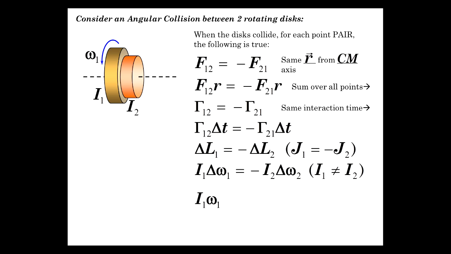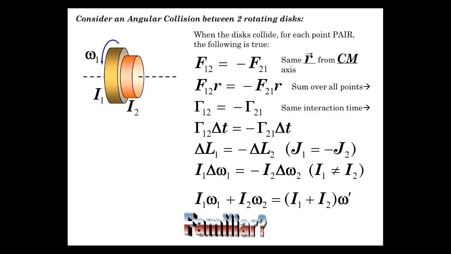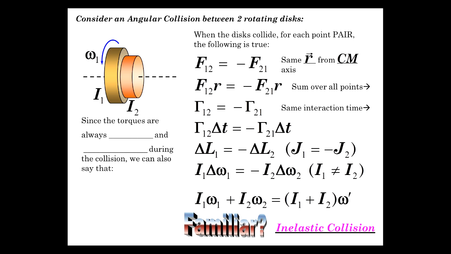So now the total angular momentum before is I1 omega 1 plus I2 omega 2. That's the total angular momentum. And afterwards, it's the combined moment of inertia times the new angular velocity, because that's the same for both of them at this point. Yes, that probably should look familiar. This is an inelastic collision.